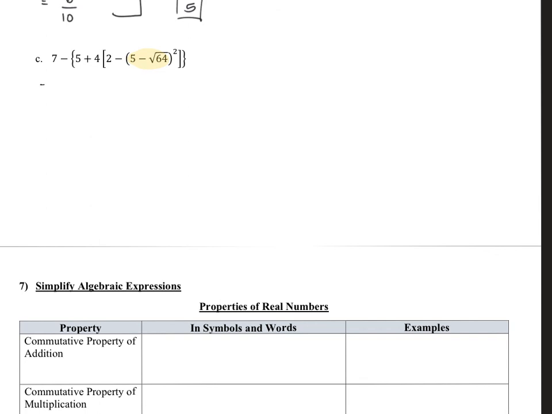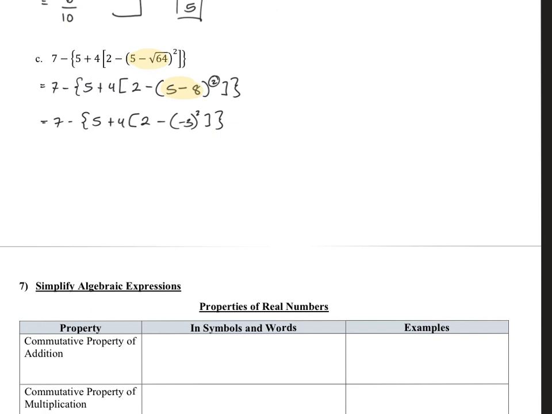Alright, let's go ahead and simplify that. So this is 7 minus squiggle, 5 plus 4 times 2 minus, 5 minus the square root of 64, which we simplified to 8, squared, bracket squiggle. Whew, okay. Still we're looking inside those parentheses. 5 minus 8, we can do that. Let me just write everything down first. 5 minus 8 is negative 3, and we are bringing down that 2 for squaring.